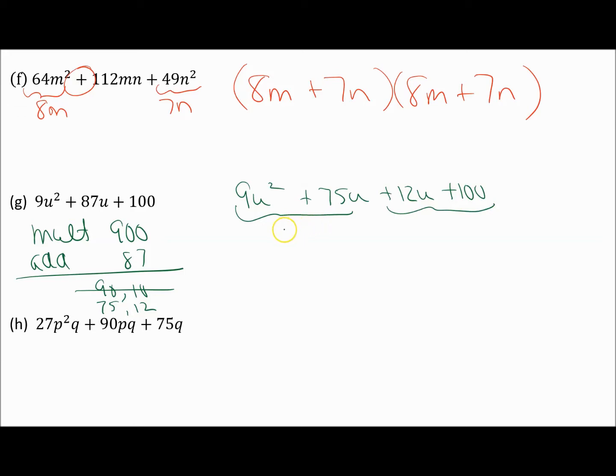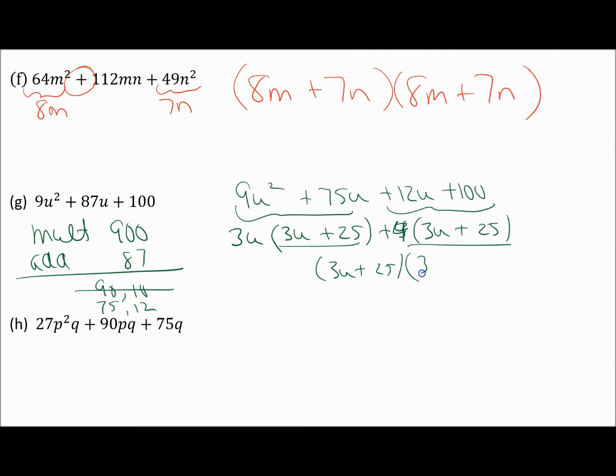Now I need something that divides into both 9u and 75u. They both have a u in common. I believe 3u is the winner, so it's going to leave me with 3u plus 25. What goes into both 12 and 4u is actually 3. Not 3, I'm sorry, 4. That's going to give me 3u plus 25. And remember, these have to match. If they don't, we did something wrong. So that's 3u plus 25 times 3u plus 4.